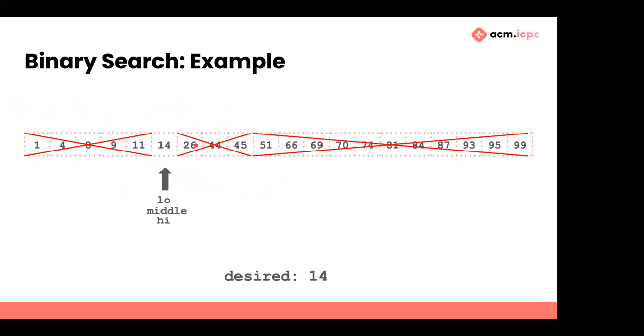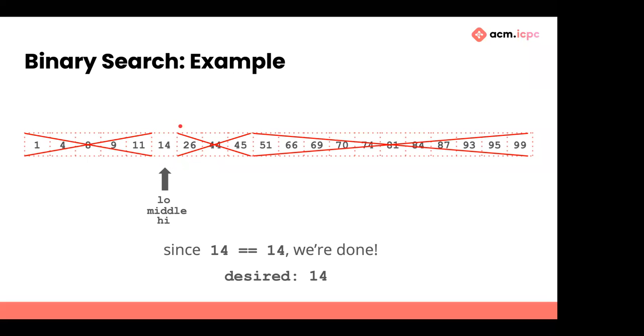And in this case, we're only left with one element, 14, where the low, middle, and high all coincide. In this case, we check that 14 is equal to 14, and we have found the element that we're looking for. So you might be wondering, what if the list does not contain the element? That works as well. For example, suppose this was a 13.